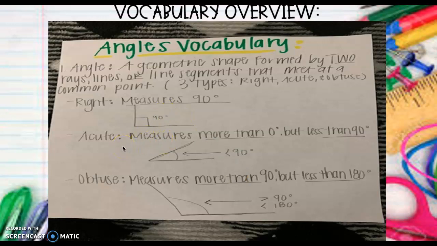Acute, always remember this. My teachers always told me, think, oh, it's so cute. It's cute, it's little. That means that when you measure it, it measures more than 0 but less than 90. So it can be 1 through 89 and it is going to be an acute angle. All right. Then we got the big one. We got obtuse. That means that it measures more than 90 but less than 180. So if it is 91, that is fine. But it can't be 181. It won't be obtuse anymore. Okay?